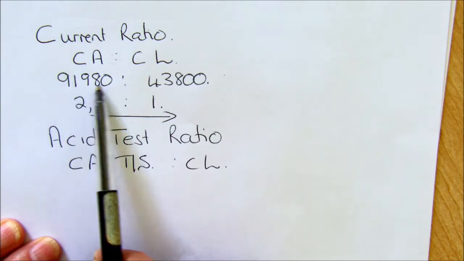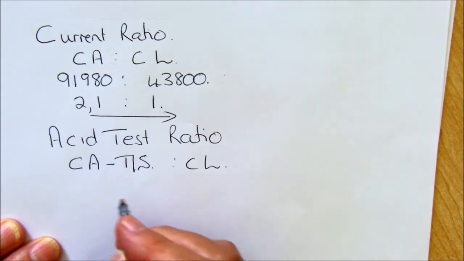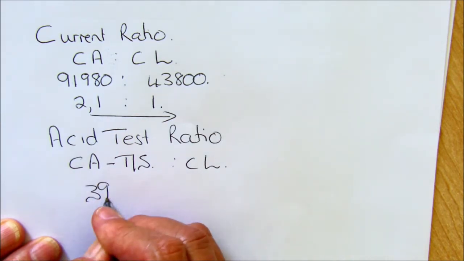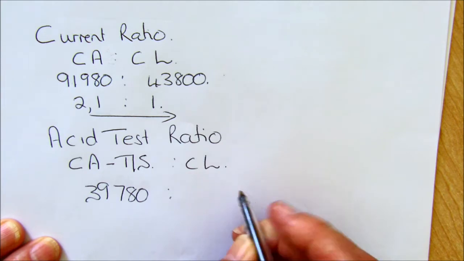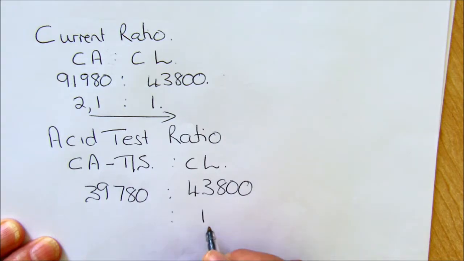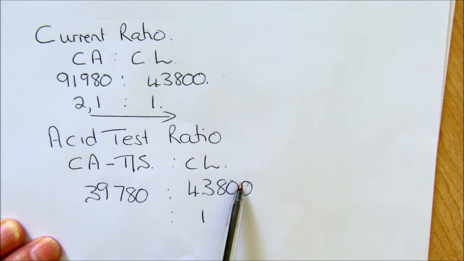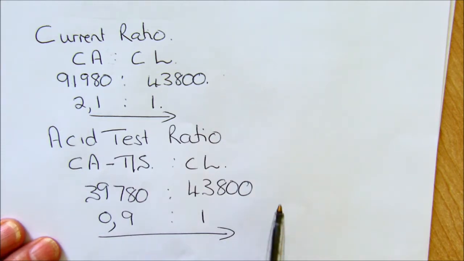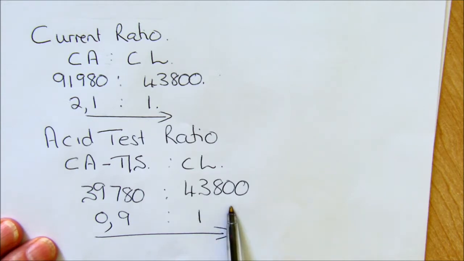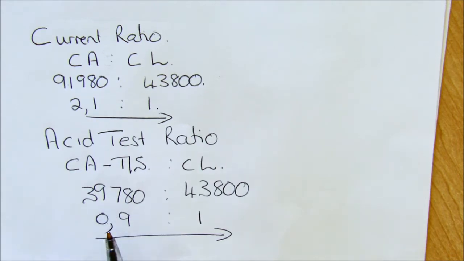So your current assets were 91,980. Take away your trading stock, the figure that you were given, and we've got a figure of 39,780. And the current liabilities are unchanged, 43,800. And as always, something is to 1. So we take the first number, which is less than the second number. So we're going to have a 0, and it comes out at 0,9. So without stock, what you're saying is that for every 1 rand you owe, you've got 90 cents in assets, but that is without including your trading stock.